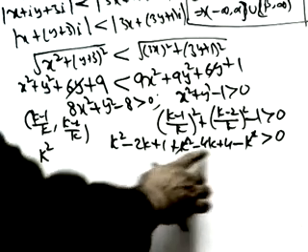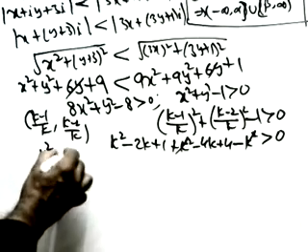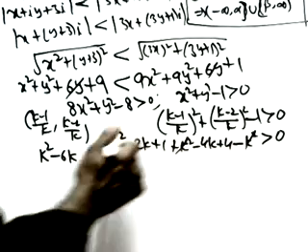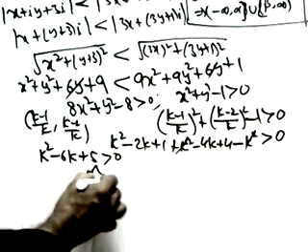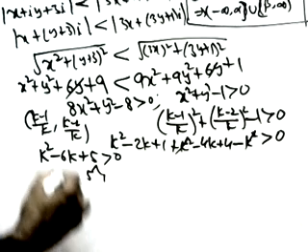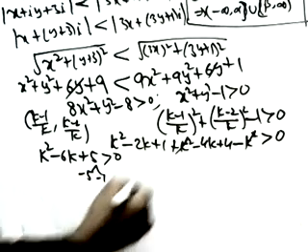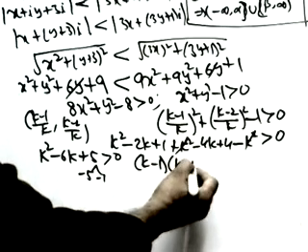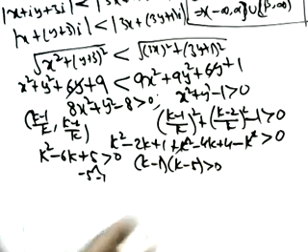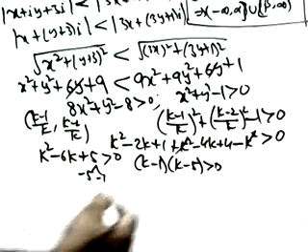k square. Now how many? Minus 4k minus 2k is minus 6k. Now 4 plus 1 is 5, greater than 0. Now factorize this. 5 ones are 5. Minus 6, you apply minus. So we can write like this: (k minus 1)(k minus 5) greater than 0.